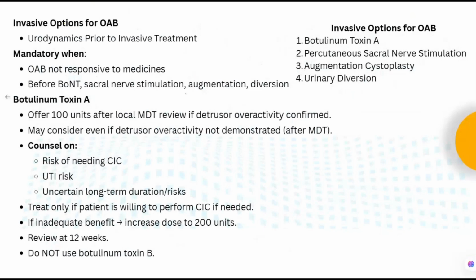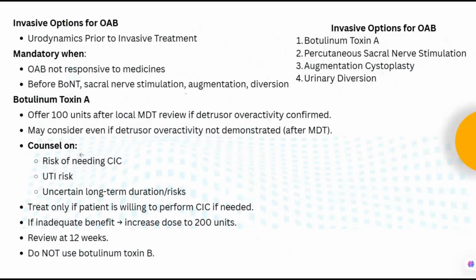Now, the dose of botulinum toxin. Actually, there is a little difference between the textbook article and the NICE guideline, but what the NICE guideline has given, that we will follow. For botulinum toxin A, offer 100 units after local MDT review if detrusor overactivity is confirmed. Then you may consider it even if detrusor overactivity is not demonstrated after MDT. So generally after the local MDT, you go for botulinum toxin and the dose is 100 units.